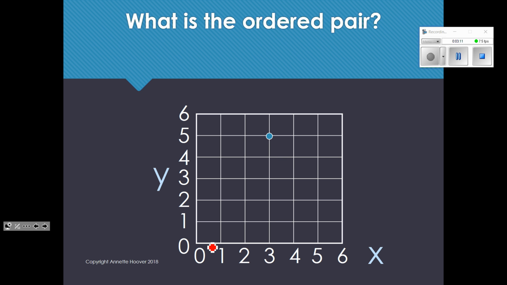Okay, what is the ordered pair? So let's practice just naming these points on the grid. If you look here, you start at the origin, which is right down here at 0, 0. First, we're going to go to the right. How many do we have to go to the right? We go 3, so that's our first number. And then we have to go up to 5, so that ordered pair is 3, 5. Here's our point right up here. So we start at 0, 0. We're going to go to the right 2, and then we're going to go up 6, so that ordered pair is 2, 6.